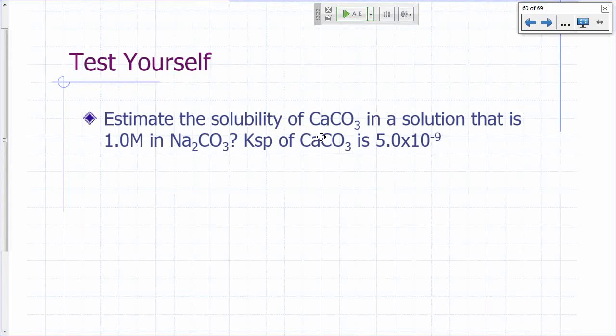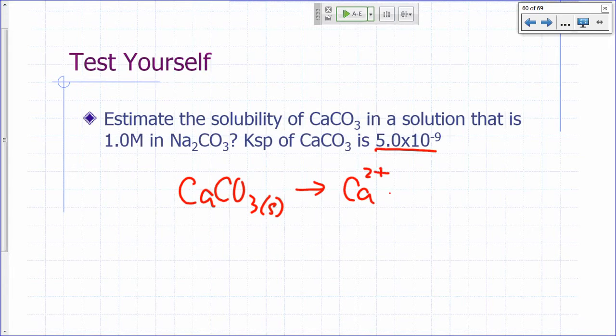What's the solubility of calcium carbonate in a solution that is 1 molar in sodium carbonate? Ksp is 5.0 times 10 to the negative 9. So what's our reaction here? Dissolving calcium carbonate solid, Ksp. So what's the product here? Calcium ions in aqueous solution plus carbonate ions in aqueous solution.